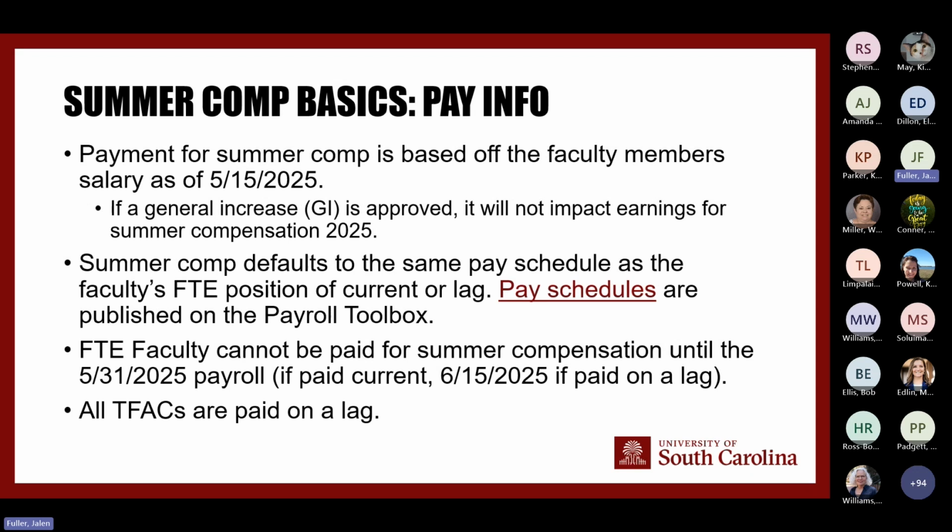Okay, so some basics on pay info. Payment for summer comp is based off that faculty member's salary as of 5/15/2025. So whatever a faculty member's base salary is at that point is what is going to be used to calculate their summer comp rate. With that being said, that means that any general increase will not impact salaries for summer comp 2025. It will not apply until those folks are back into their pay basis, because it doesn't go into effect until either 6/16 or 7/1, depending on if that employee is paid on a lag or if they're paid current.